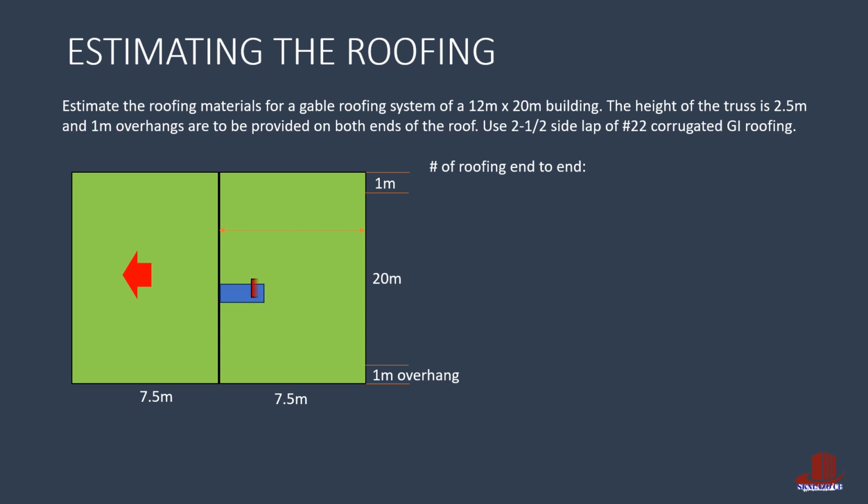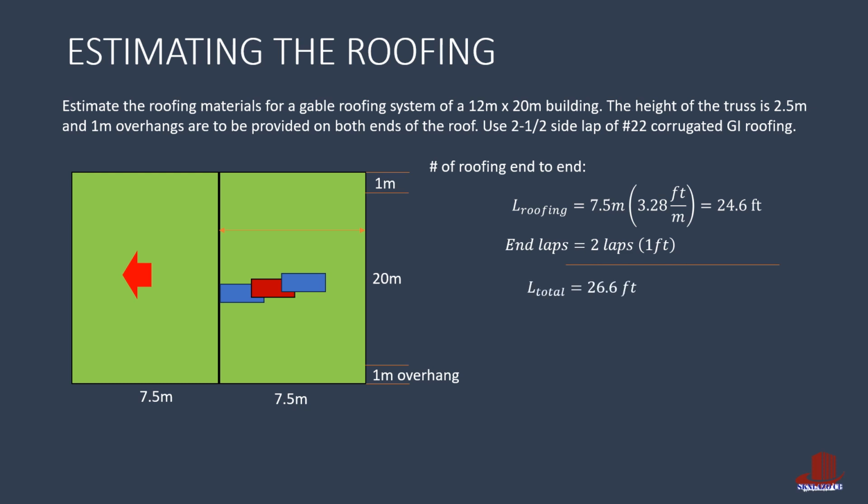For the number of roofing sheets counted from the ridge to the gutter, when they are placed from end to end, convert 7.5 meters to feet, which becomes 24.6 feet. Bear in mind that roofing lengths vary starting from 8 feet to 12. Even using 12 feet lengths, there would still be 3 pieces required, which means we are talking about 2 end laps of 1 foot each, making the total length of the roof as 26.6 feet.